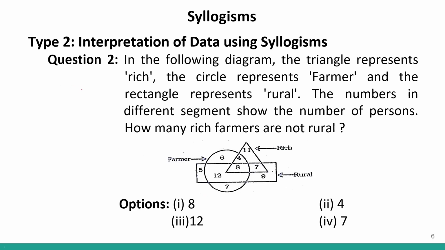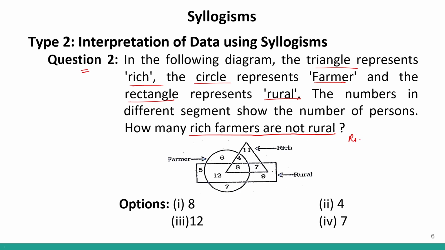Question number 2. In the following diagram, the triangle represents the rich. So triangle means rich. Circle represents farmer and the rectangle represents rural. Okay, so triangle is rich, circle is farmer and rectangle is rural. The number in different segments shows the number of people. We have to find out how many rich farmers are not rurals.